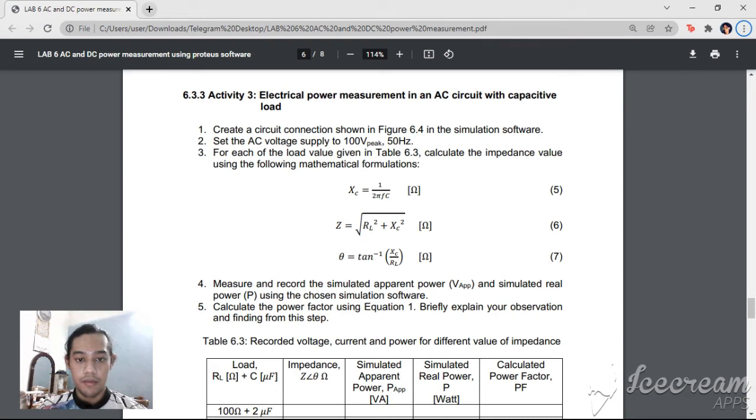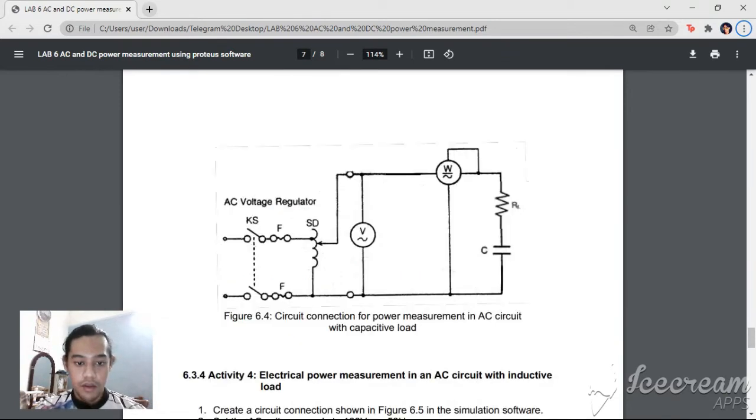My matric number is AE190052 and I will explain about activity 3, electrical power measurement in AC circuit with capacitive load. For the first step, we need to create a connection shown in figure 6.4 in the simulation software. This is figure 6.4, the circuit connection for power measurement in AC circuit with capacitive load.